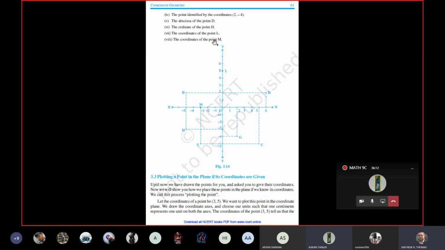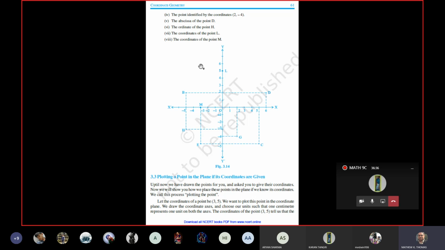Then we come to the abscissa of D. Now where is point D? D is here, 3 comma 6. So what is the abscissa? 6. What is the meaning of abscissa? Abscissa is the x coordinate. Only write the x coordinate. So the abscissa of D, write down the answer 6.